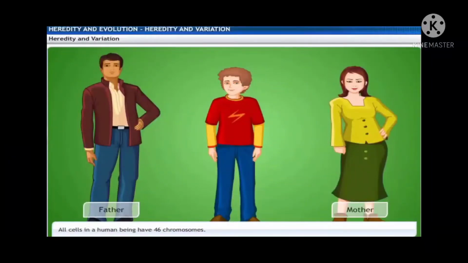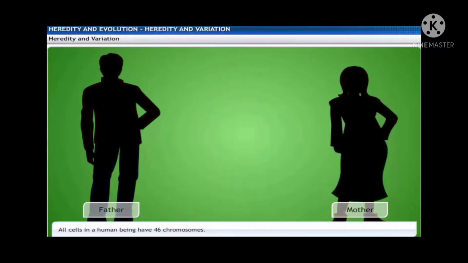This boy resembles his mother in skin color and his father in height. Let's see why. All the cells in his father and mother have 46 chromosomes each.